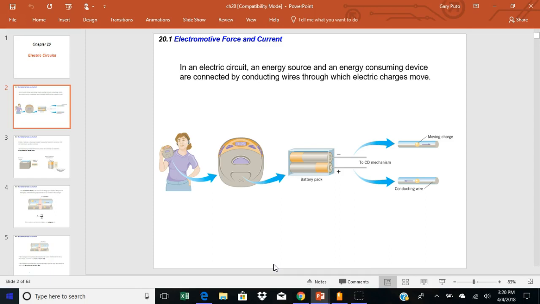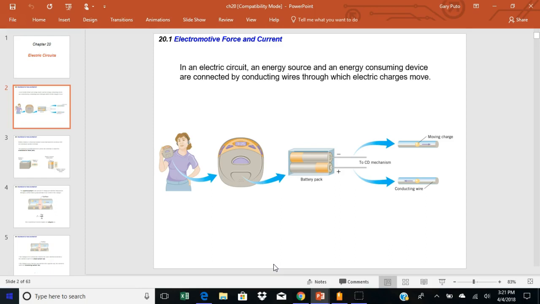Here's an example of an MP3 player, where you've got an energy source and an energy consuming device. Electrical energy is being transferred from the energy source to the energy consuming device. And the way this is done is, what's the energy source? It's the battery pack. Via electric circuit, conducting wires, it's transferred to the energy consuming device, which is the MP3 player.